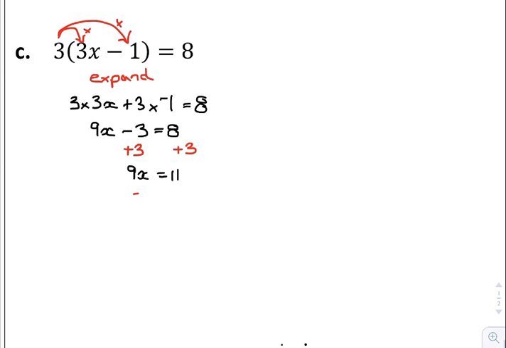Again, BIDMAS backwards says that the thing I have to undo is 9x, which means that I'm going to divide by 9. This will give me the fraction 11 divided by 9, which is my end answer. Now any end answer that you have, you'll need to box it using a red pen or highlight it. Either way will work. And that is complete.